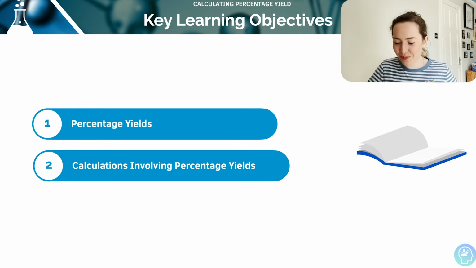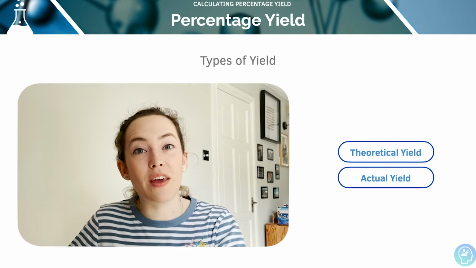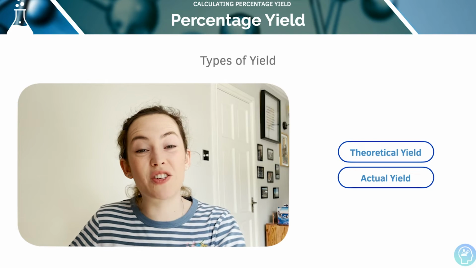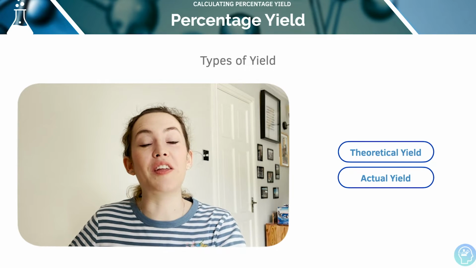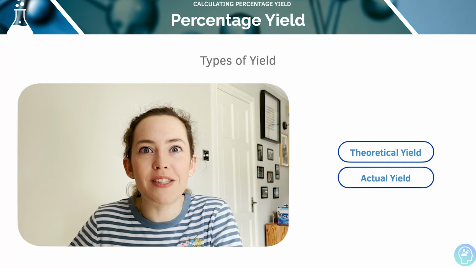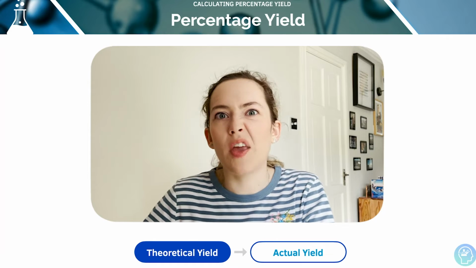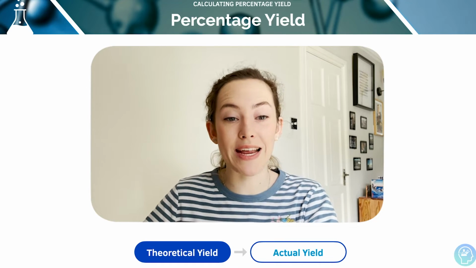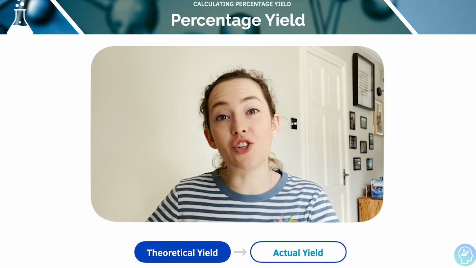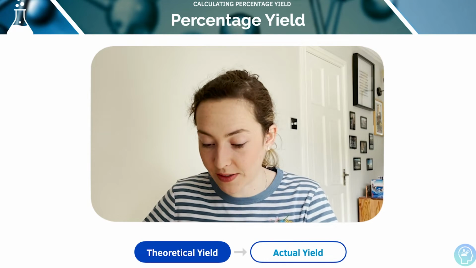involving percentage yields. So types of yields that you need to be aware of, we've got the theoretical yield and the actual yield. And the difference between those two values is what gives us the percentage yield. So what is the theoretical yield? It's the quantity of the product that should be obtained if the reaction goes to completion. So if it was 100%, for example.